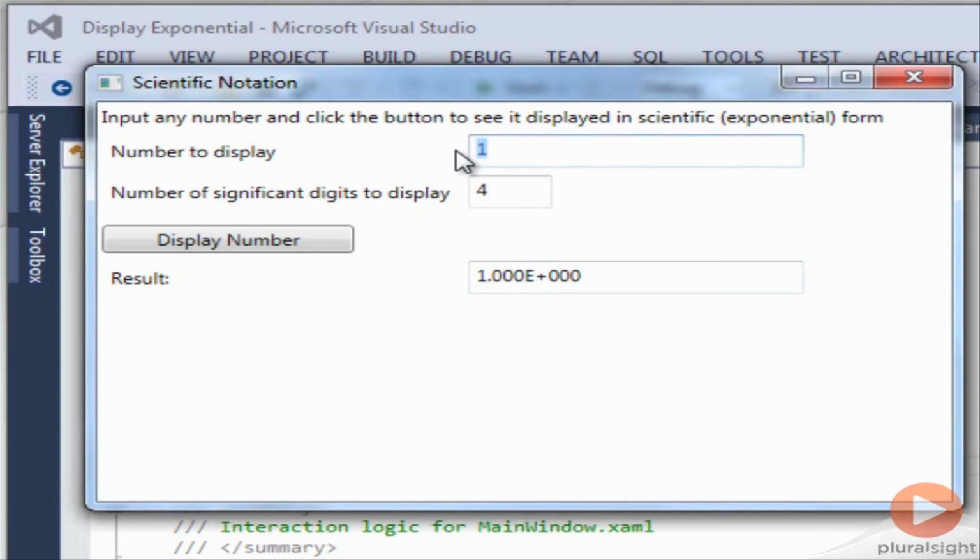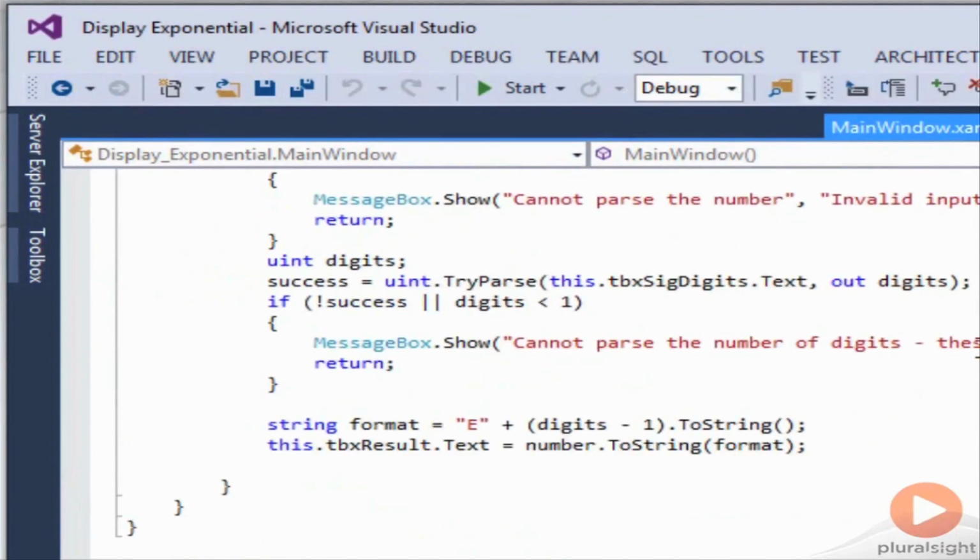If we try, say, 10, and this time I'll only ask for 3 significant digits, then we see 10 is 1 times 10 to the 1, E plus 01. Or if I try something like 0.4, 0.4 is 4 times 10 to the minus 1, and that's E minus 001. There's not really that much code to show in this. All I'm really doing is on the number, I'm simply calling toString on it to display it as a string, and passing it a format, which is a string basically telling the computer how I want the number to be displayed.